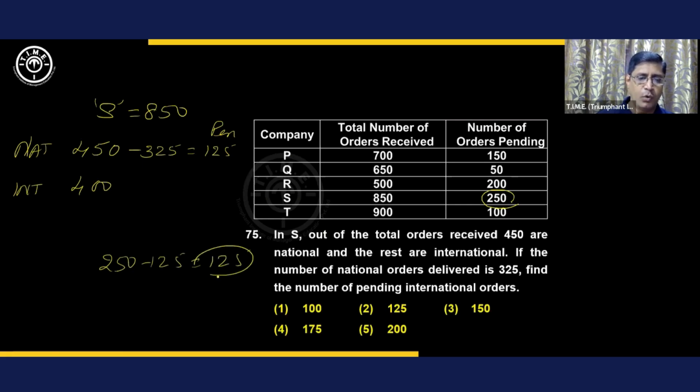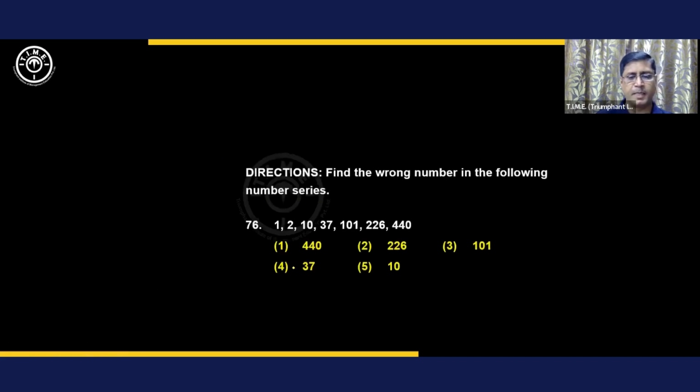So what is the value? 125. Right choice is option number 2. Second choice is the right answer. Now look at the next set of questions. Here wrong number series to be found.